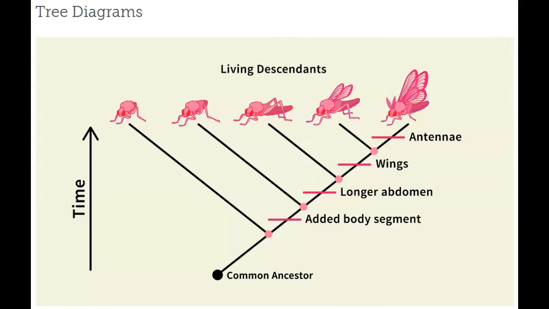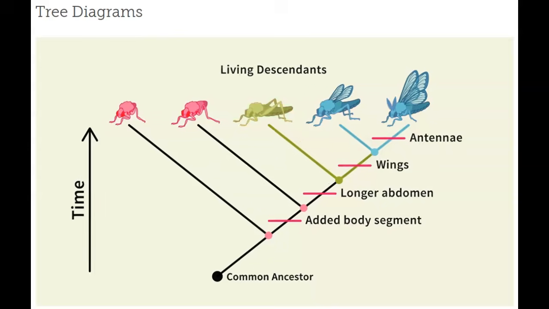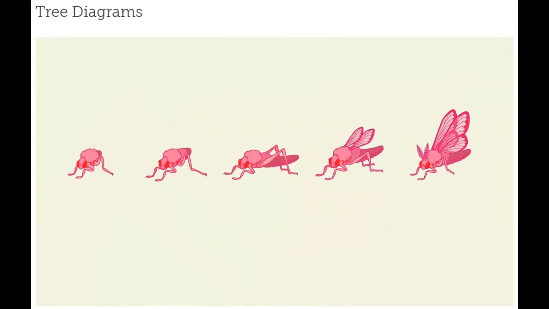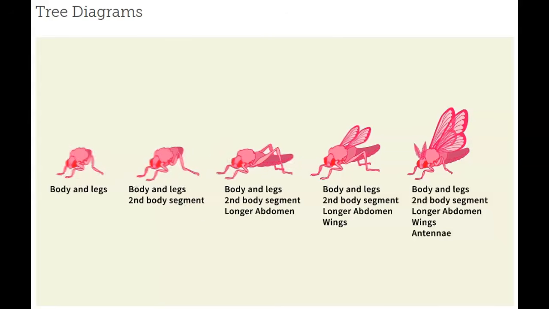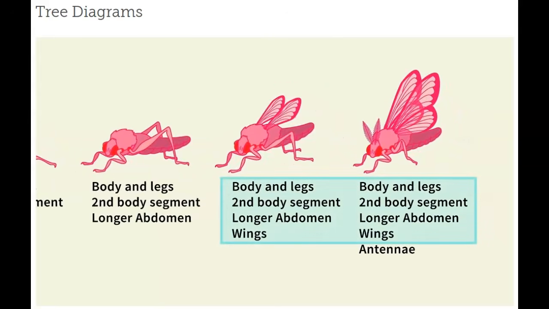Connections to common ancestors can tell you which creatures are more closely related. These two creatures share an ancestor that lived more recently than the ancestor they share with this creature. Another way to look at relatedness is to look at the number of traits that the creatures have in common. These two have more traits in common than these two.